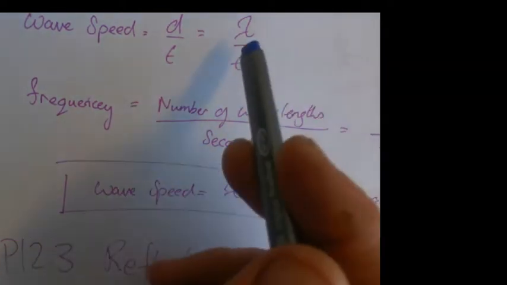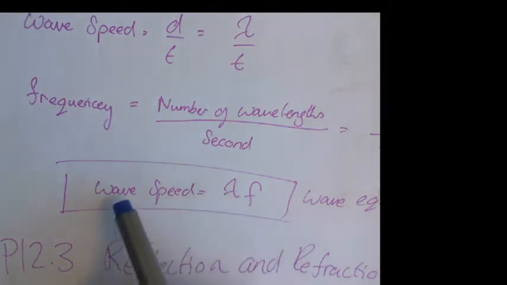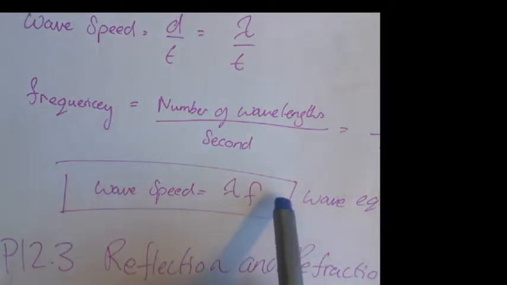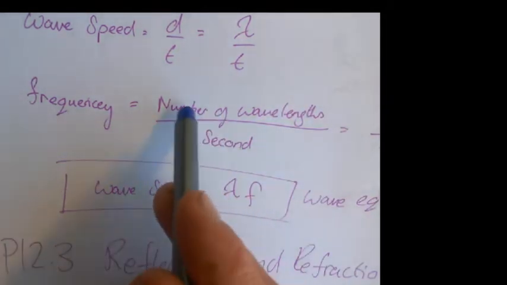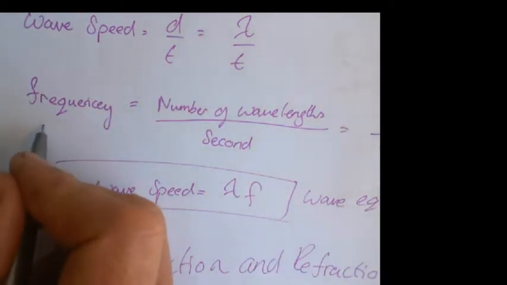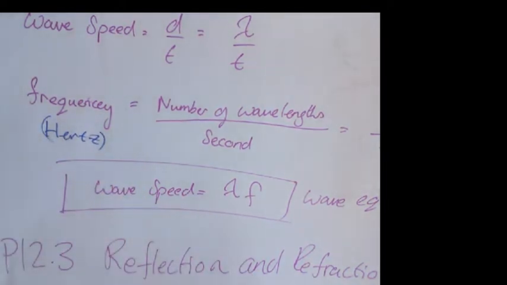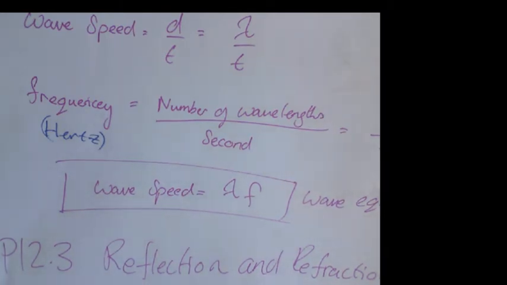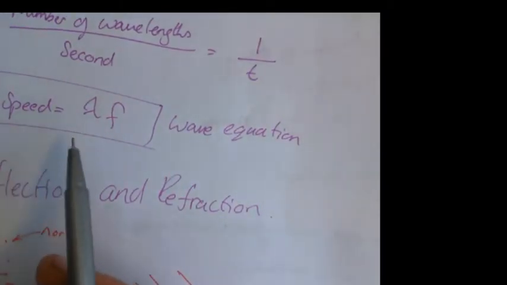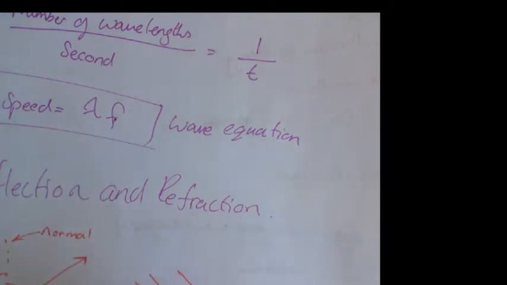So then you can replace this t here with the 1 over t there to give you this wave speed equals lambda f, where all I've done is substitute in for 1 over t. I've just substituted in frequency, and the units for frequency are hertz, and that is known as the wave equation. Speed of the wave is equal to the wavelength times by the frequency, and all the frequency is how long it takes for one wave to pass.